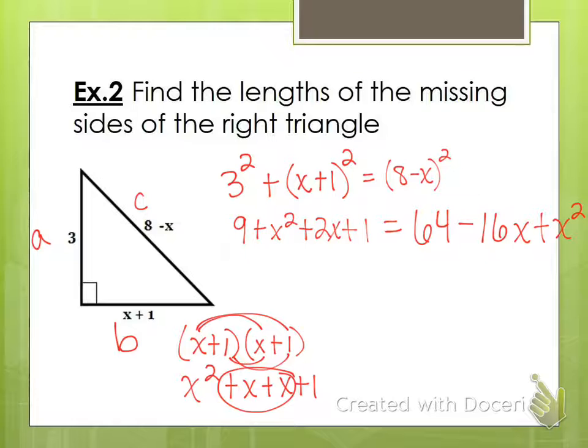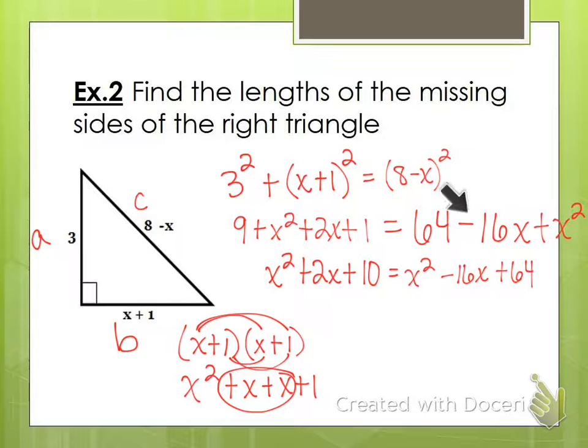From here, we can clean things up a little bit. On the left side, what terms can combine? The 9 and 1. So we have x squared plus 2x plus 10. Personally, I prefer for my expressions to be in standard form, meaning the highest variable comes first. This is not a requirement, more of a personal preference. So I didn't change anything about the right side, I just rearranged it.